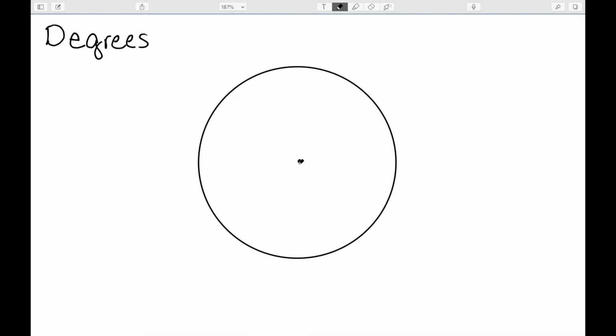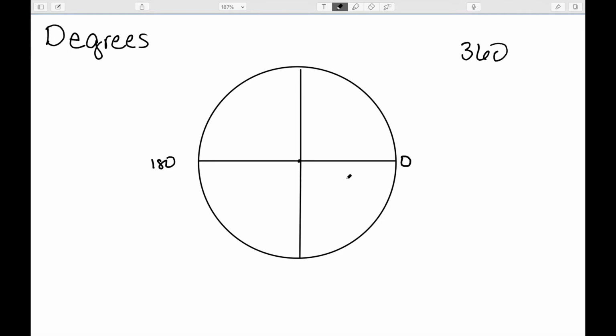Let's start by talking about measuring an angle in terms of degrees. Let's suppose I have a circle here, and this point here is my center. The idea of a degree is I'm going to take this circle and break it up into 360 pieces. We're going to denote this piece as 0 degrees. This is half of the circle, so half of 360 would be 180 degrees. I've now broken it into fourths, so 90 and 270. And we can keep going. If I break it in half again, that would be 45 degrees.